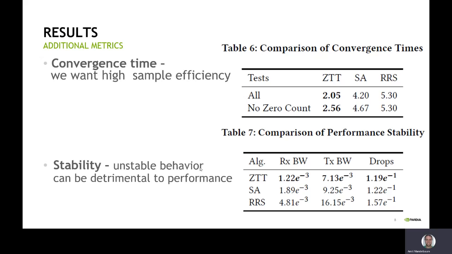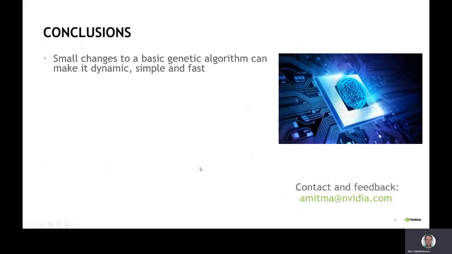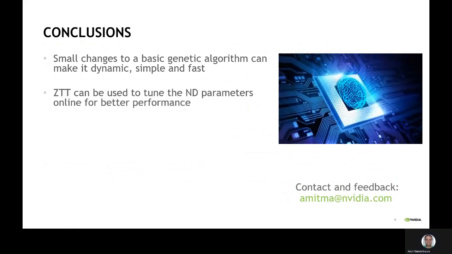To conclude, we showed that small changes to a basic genetic algorithm can make it dynamic, simple, and fast. We showed that ZTT can be used to tune the networking device parameters online, and get better performance in terms of increased bandwidth, decreased drop rate, faster convergence, and more stable performance compared to other search algorithms. ZTT, due to its simplicity and responsiveness, can run directly on the device firmware.